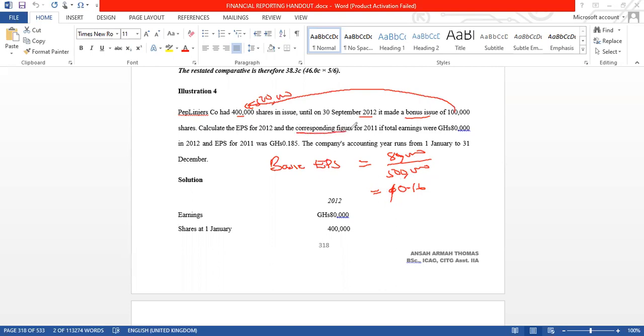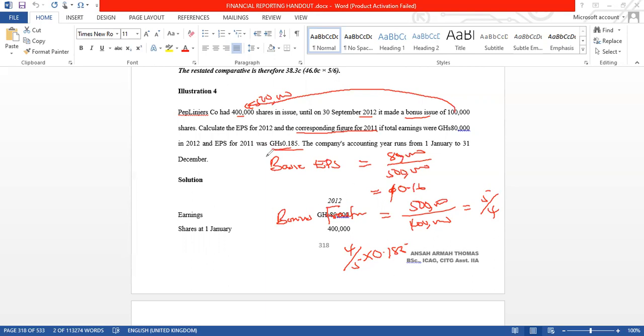We are meant to check with the corresponding figure. Remember, if you want to restate your comparative, you already have EPS for 2011 to be this, but we need to multiply it by the inverse of the bonus fraction. So what is the bonus fraction? We now need to determine our bonus fraction. The bonus fraction is the number of shares that existed after, which is 500,000, divided by the number of shares that existed before, which is 400,000 for the bonus issue. So you have 5/4. We now need to multiply the inverse of this by the comparative EPS that existed. So it's now 4/5 multiplied by 0.185.